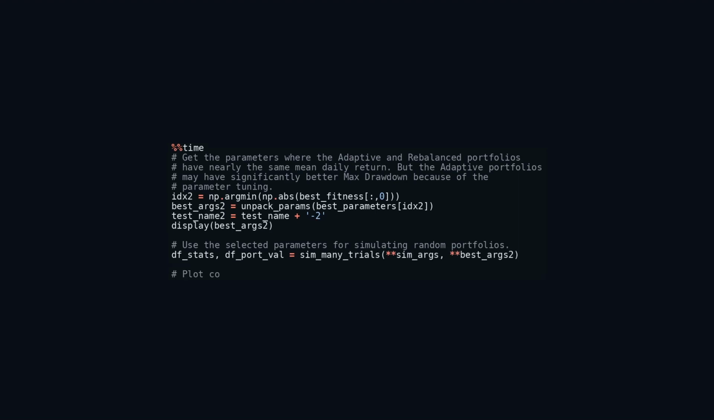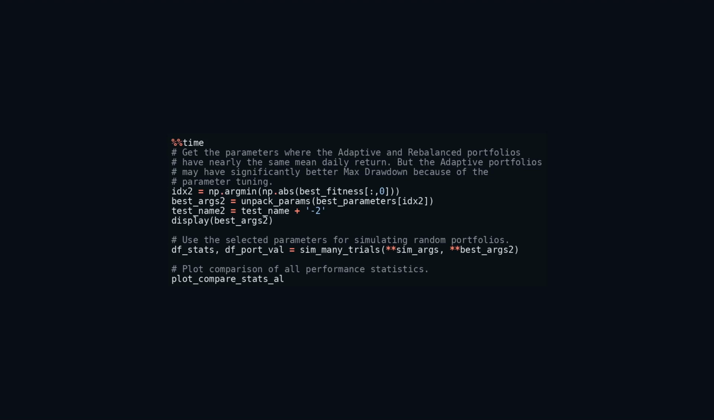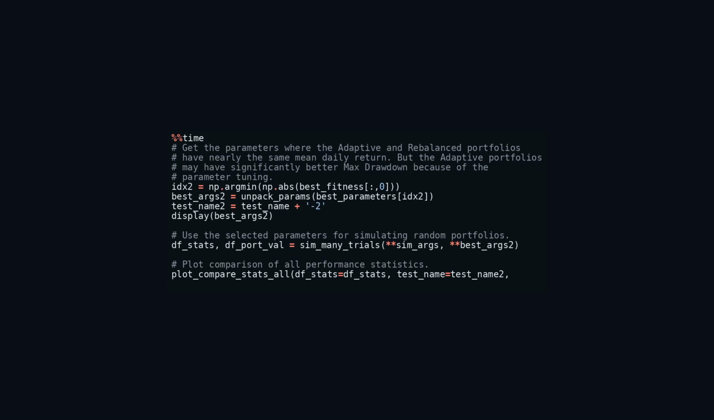In essence, this code aids in identifying the best parameters for portfolio simulation and facilitates the visualization of performance differences between the adaptive and rebalanced portfolios based on those parameters. This process ultimately supports informed decision-making regarding portfolio construction and optimization strategies.